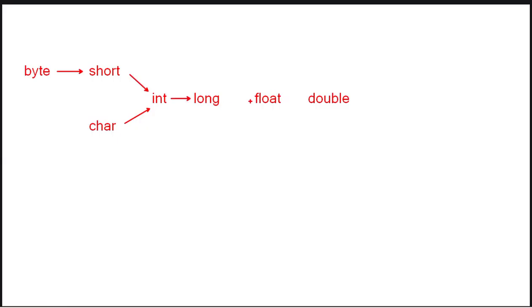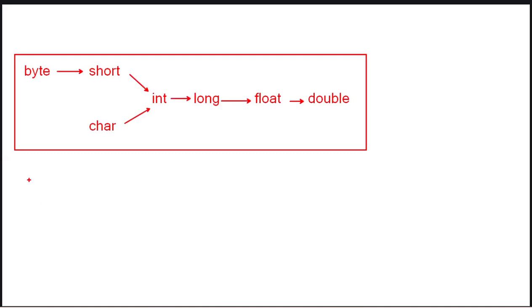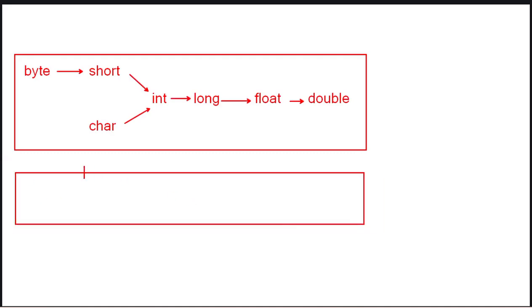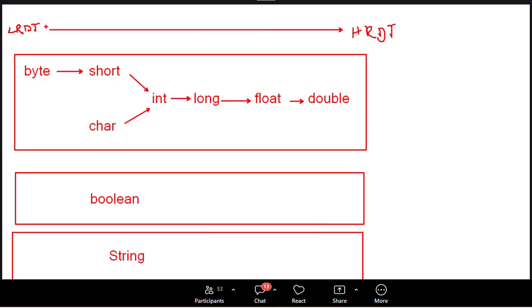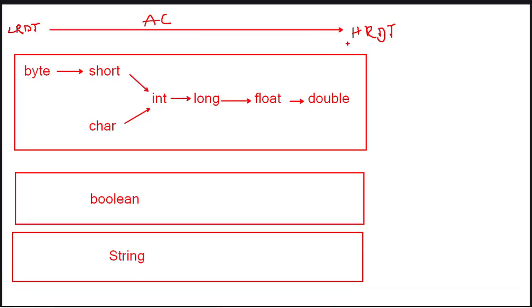Tell me, type conversion you have to do based on range of the data type or based on size of the data type? Range of the data type, not the size of the data type. These are compatible: lesser range data type to higher range data type. This conversion, lesser to higher, is called what? Automatic conversion. Higher range to lesser range conversion is called what? Cast.